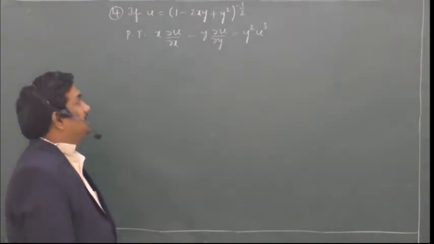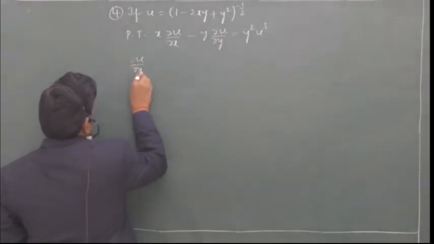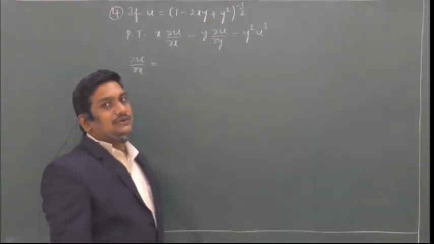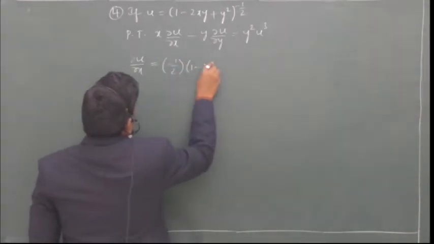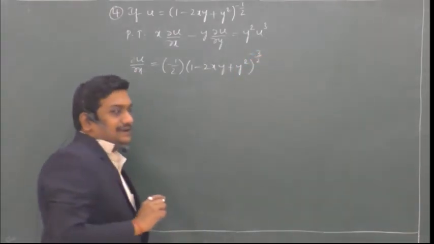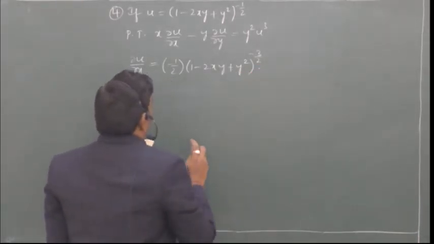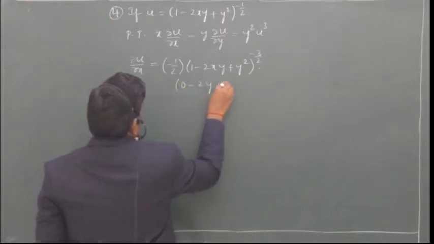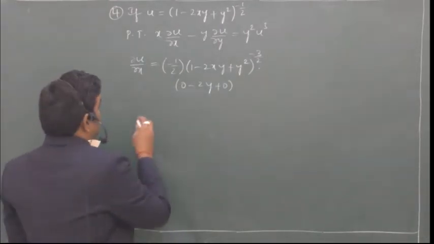Now let us start finding dou u by dou x. So dou u by dou x is equal to, it is of the form x power n, its derivative is n into x power n minus 1. It is minus half into 1 minus 2xy plus y square whole power minus 3 by 2, and internal derivative with respect to x, it is 0 minus 2y plus 0. So it is dou u by dou x. Now let us find dou u by dou y.